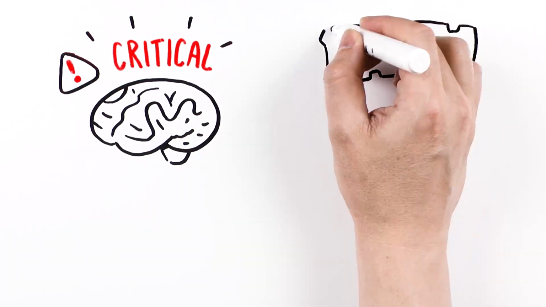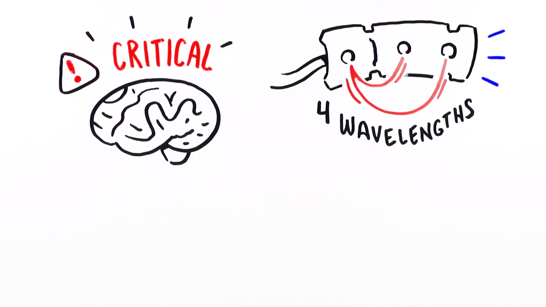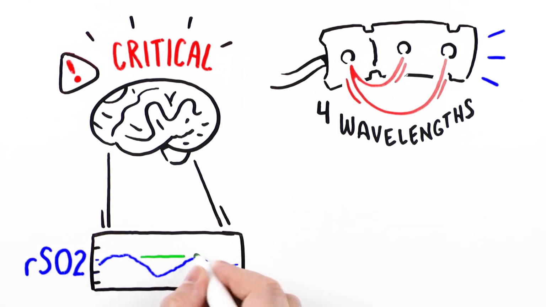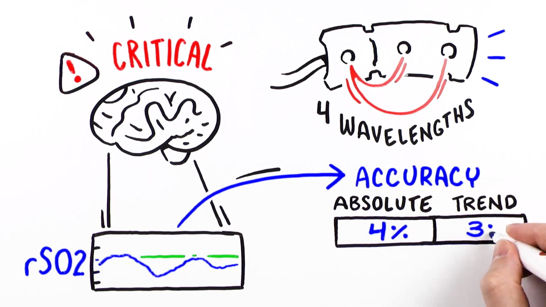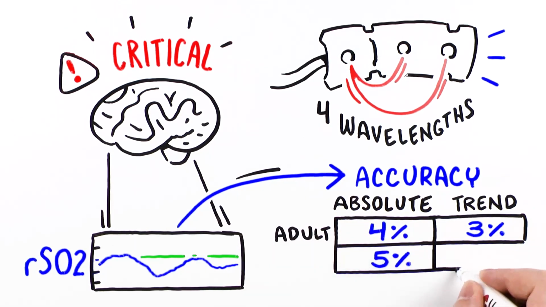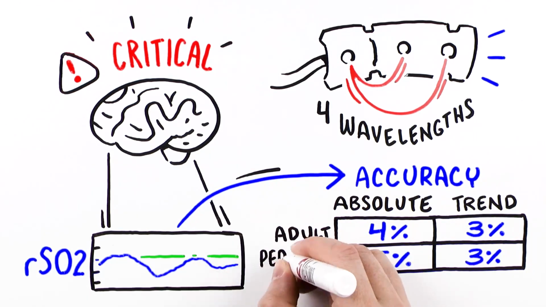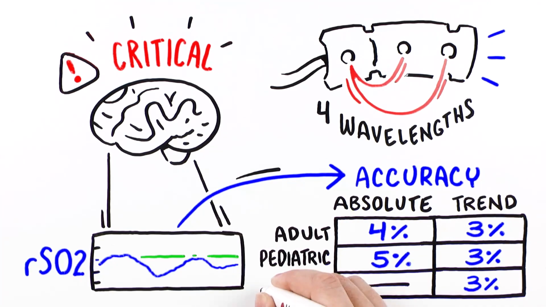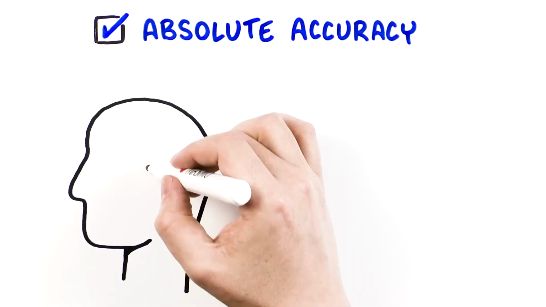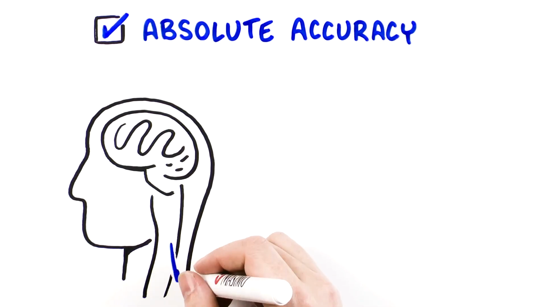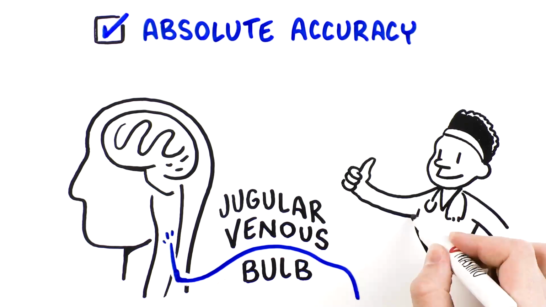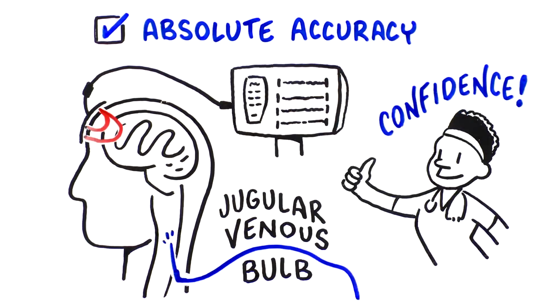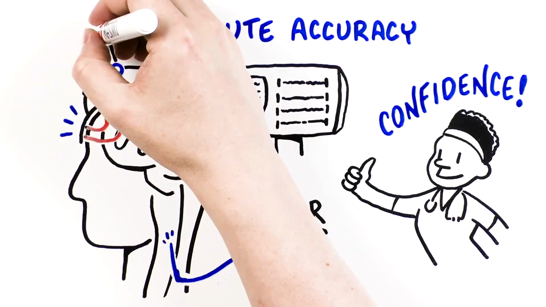the brain. O3 uses 4 wavelengths of light to monitor cerebral oxygen saturation, rSO2, with absolute accuracy specifications of 4% and trend accuracy of 3% in adults, 5% absolute accuracy and 3% trend accuracy in pediatric patients, and 3% trend accuracy in neonatal patients. The absolute accuracy has been validated using an invasive blood reference method that samples the blood at the brain from the jugular venous bulb. This helps provide clinicians confidence that the displayed O3 values are closely correlated with the cerebral tissue oxygenation status.